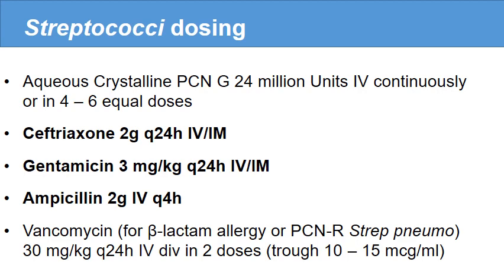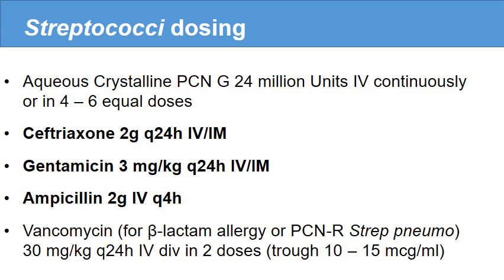So here are the doses for treating these different streptococcal species. Again, penicillin G is the aqueous crystalline form. You will not use the long-acting forms that have lower peak concentrations. And so 24 million units, either given as a continuous infusion or in divided doses, is the recommended dose. Ceftriaxone I have in bold, 2 grams Q24. It's important to note that the dose of ceftriaxone here is half that of the dose used for enterococci, as we'll see later in the lecture.